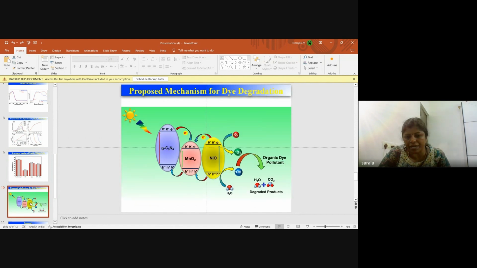Proposed mechanism for dye degradation: when we propose the photocatalytic degradation with our component GC3N4, MnO2, and nickel oxide, in this component the oxidation and reduction process was happening. The electrons and holes move from the valence band to the conduction band. After they recombine, at that time the oxidation and reduction process was happening. During the oxidation process, the degradation process was happening, and the violet dye components are dispersed from this pure component.